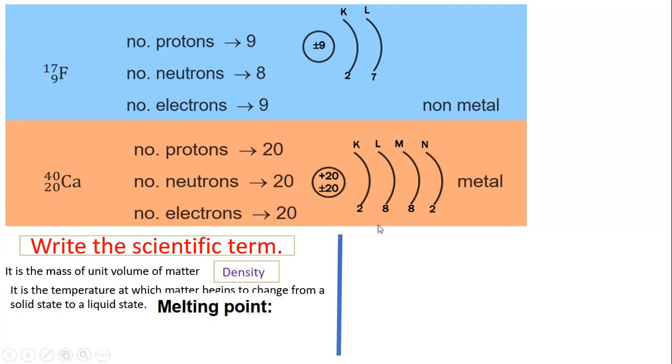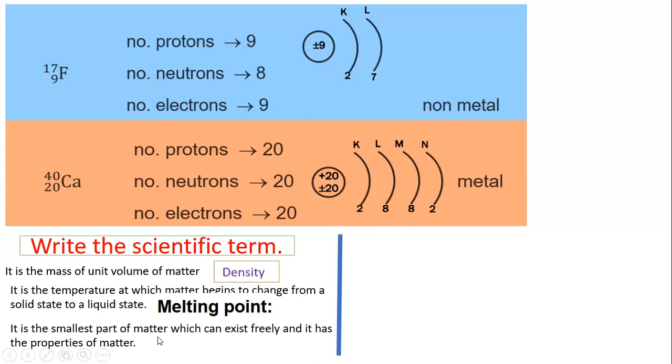Excellent. Next one, it is the smallest part of matter which can exist freely. Here you can't say atom. Why? Because of exist freely. Atom cannot exist freely. Atom must share in chemical reaction, but molecule can exist freely. So please be careful. When it says exist freely, it is molecule. When it says share in chemical reaction, it is atom.